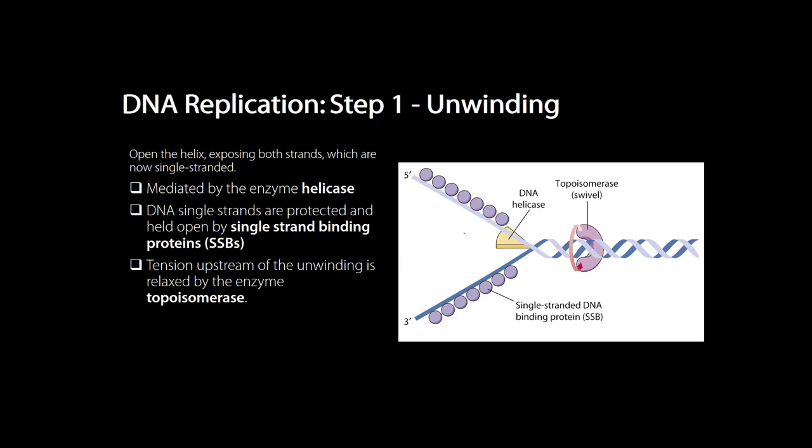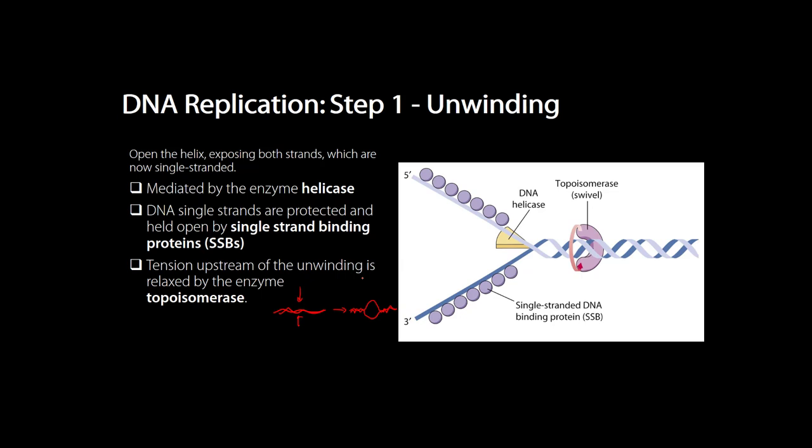Now, if I was to extend this picture here, you would basically see this. So there's your what's called a replication bubble. You'll see that in a little bit more detail in another slide. All right, here's your double-stranded helix. The first thing that we do is DNA helicase is going to come in and essentially imagine pulling this apart. If you pull it apart, what it's going to look like is like this.